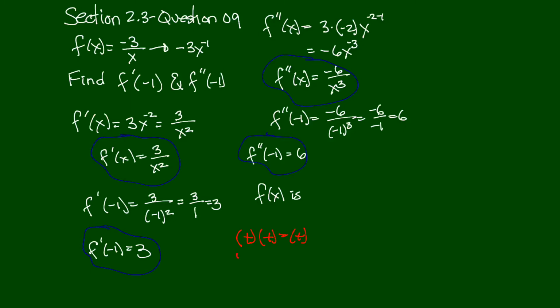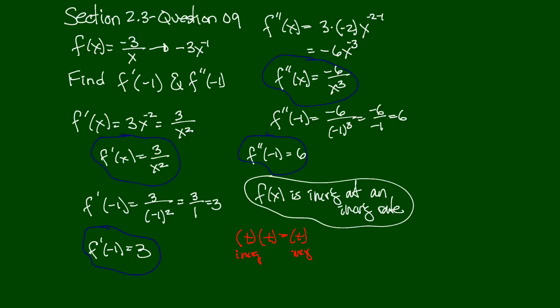So this reminds me, right, it's the first and last, increasing. So I think we're going to say that f of x itself is increasing at an increasing rate. There we go. That means f of x is increasing, so it's increasing at an increasing rate. A little bit of the curve near negative 1 is going to look like this.